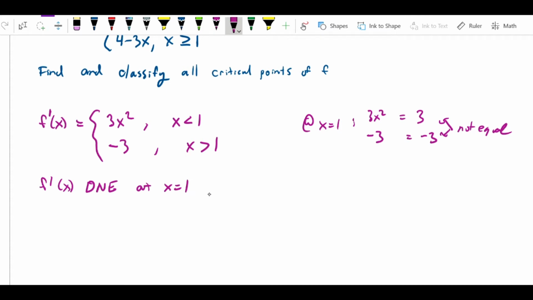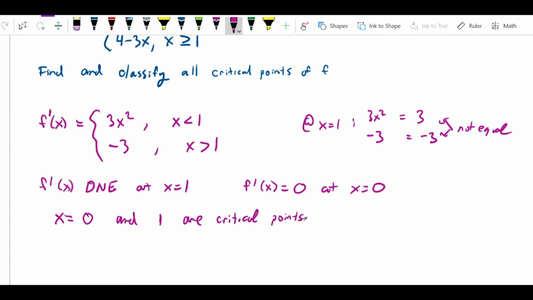And as to where it's 0, we can see that negative 3 is never equal to 0. 3x squared is equal to 0 only at x equals 0. So f prime of x equals 0 at x equals 0. So we can see that x equals 0 and 1 are critical points.